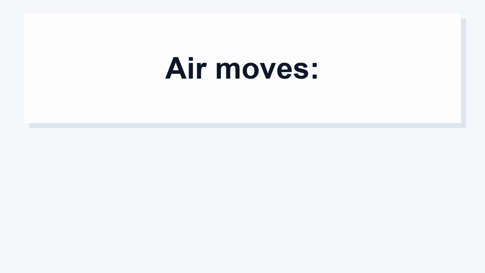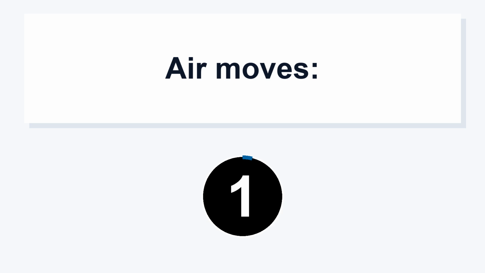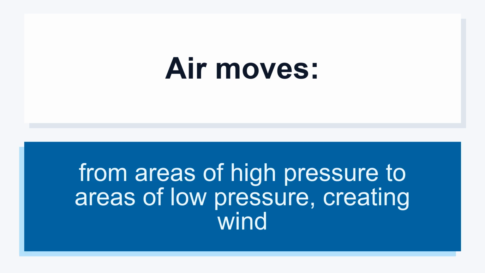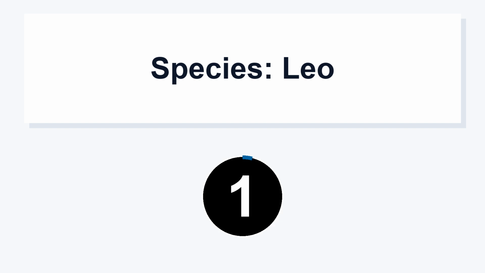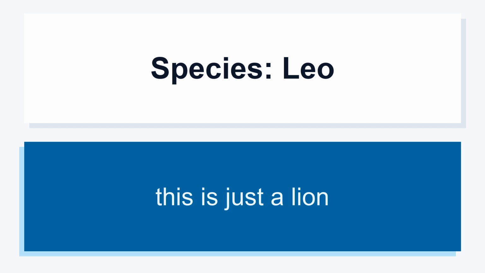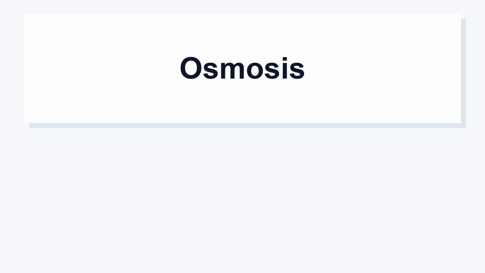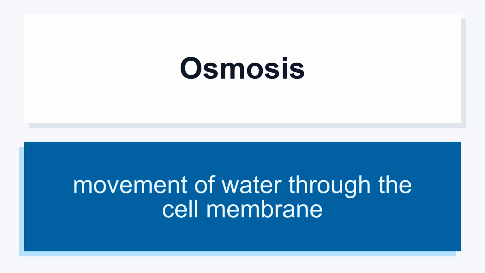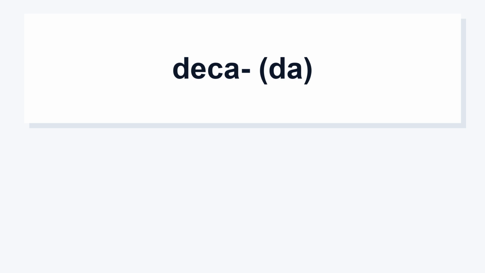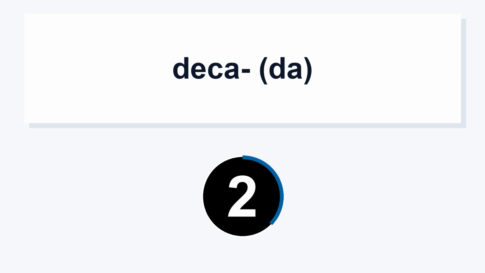Air moves from areas of high pressure to areas of low pressure, creating wind. Species, Leo: this is just a lion. Osmosis: movement of water through the cell membrane. Deca, da: ten.